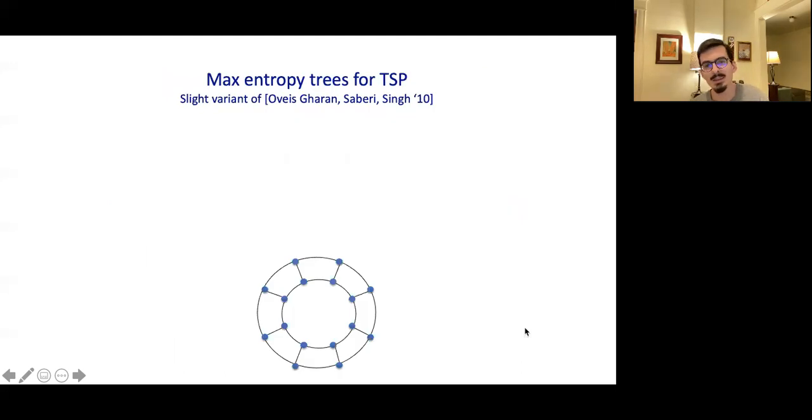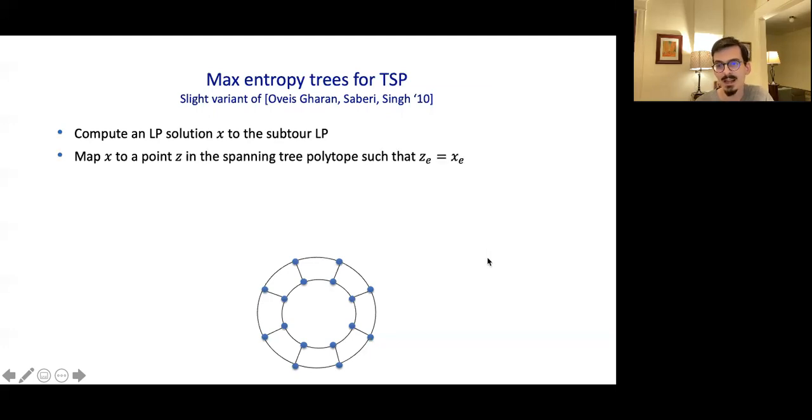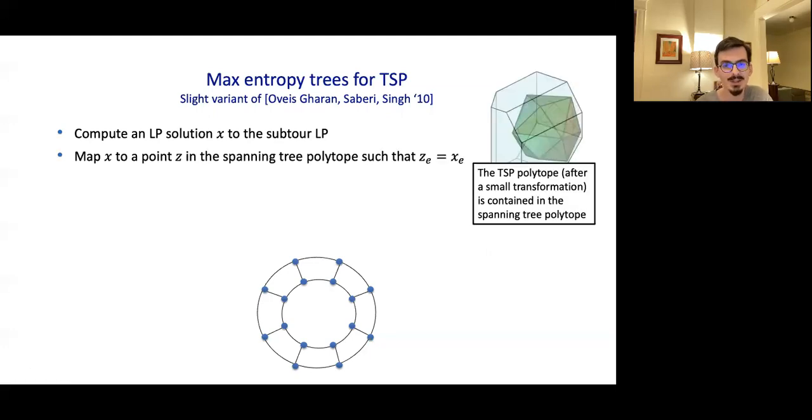And it turns out that lambda uniform trees have properties that are very useful for TSP. So here's the algorithm we study, which up to some small epsilon is from a 2010 work by my co-author Oveis Gharan and Saberi and Singh. So first we compute an LP solution x to this subtour LP. And then using the fact that the TSP polytope is contained in the spanning tree polytope after a small transformation, you can just believe me here. We do this transformation to map x to a point z in the spanning tree polytope such that z_e is equal to x_e for all the edges.